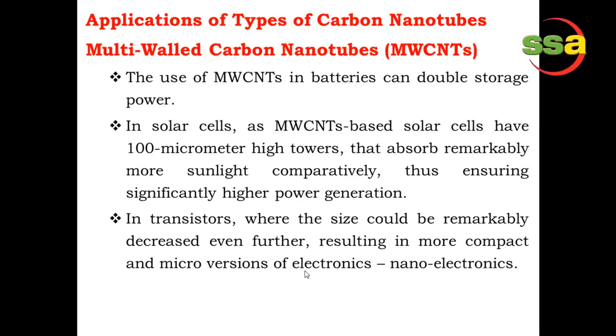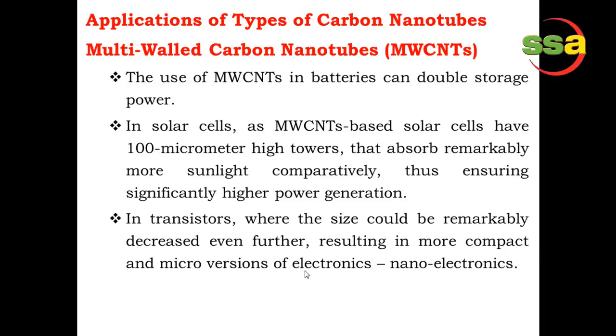Now let us see the applications where multi-wall nanotubes are found. The main uses of multi-wall nanotubes are the following. The use of MWCNTs, that means multi-walled carbon nanotubes, in batteries can double the storage power. In solar cells, multi-wall carbon nanotube based solar cells have 100 micrometer high towers that absorb remarkably more sunlight compared to conventional solar cells, thus ensuring significantly higher power generation.